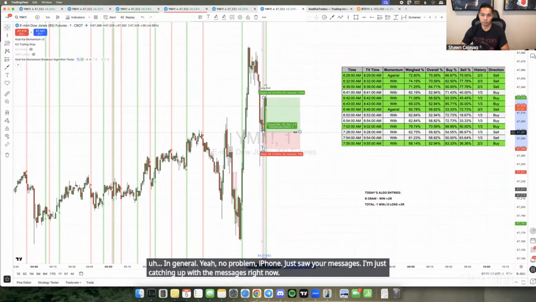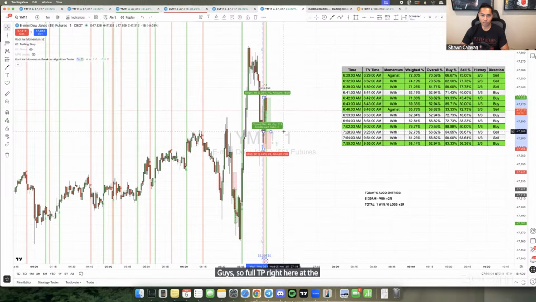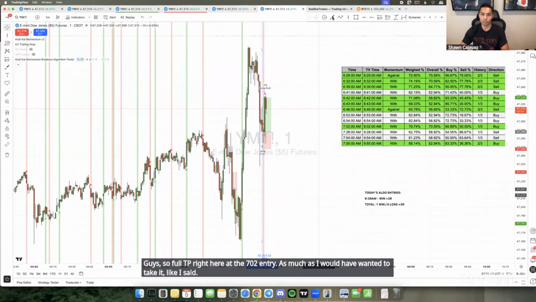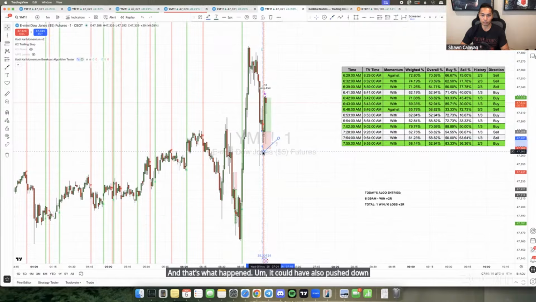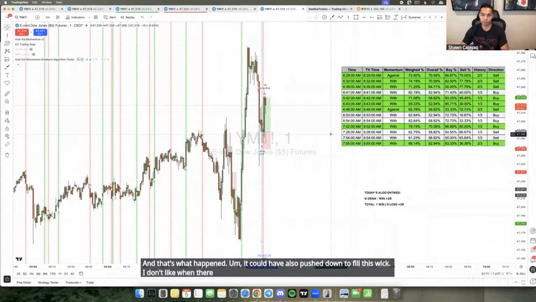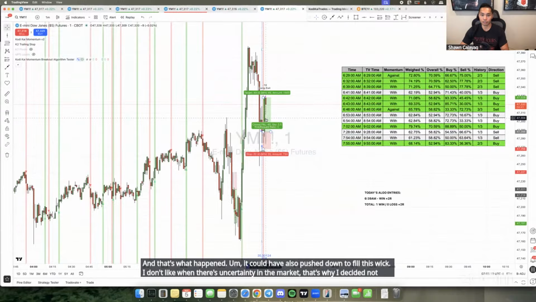Guys, so full TP right here at the 702 entry. As much as I would have wanted to take it, like I said, this thing could have went either way, right? It pretty much came to fill this big body right here. And that's what happened. It could have also pushed down to fill this wick. I don't like when there's uncertainty in the market. That's why I decided not to take that specific trade.